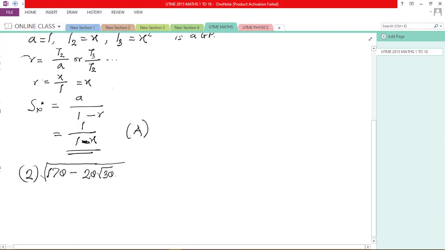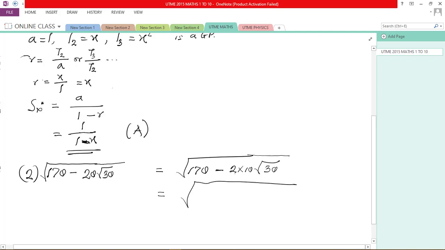If you have something like this, don't bother yourself too much. How do I solve this? The shortcut is we write it as 170 minus 2 times 10 root 30. So we are looking for the square root of this. Make sure that what you have outside the root of the second one is only 2. That means we are taking the 10 inside. So we now have 2 into bracket 10 squared times 30.